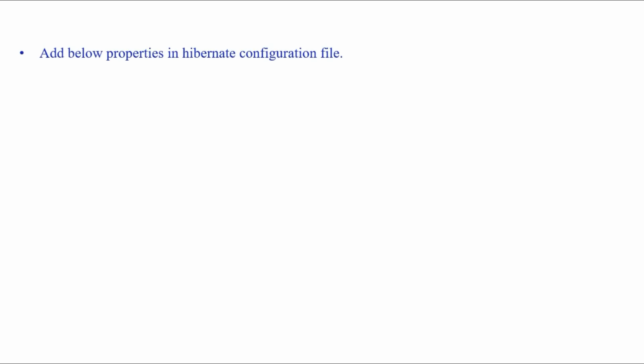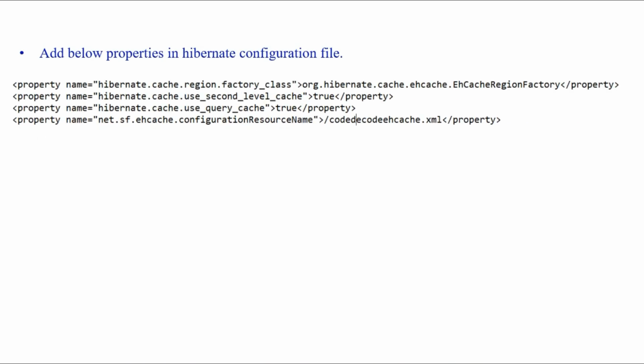The second step is to add the below properties in the Hibernate configuration file. I have already shown you the configuration file. In there only you have to write these particular lines of code, that is your region factory. This is nothing but your EHCache region factory. What do you do with the factory class? You get your object of EHCache. Simple as that. Now the second level cache, yes, I want to make it true.